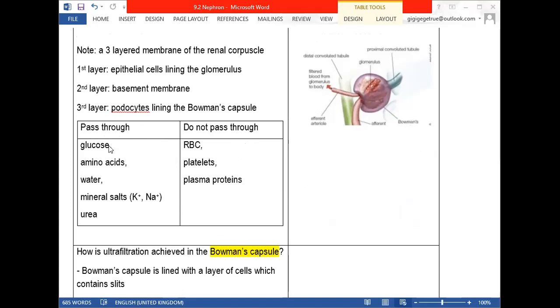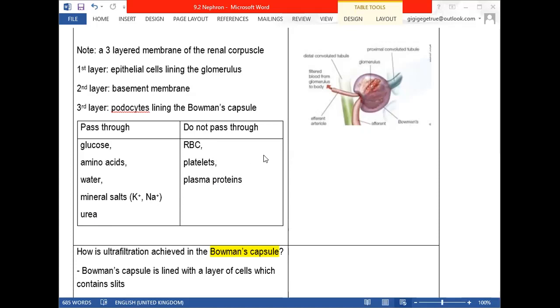Those that can pass through: glucose, amino acid, water, mineral salts, and urea. The main thing that we want to pass through is urea. Red blood cell, platelets, and plasma protein cannot pass through because they're too large.